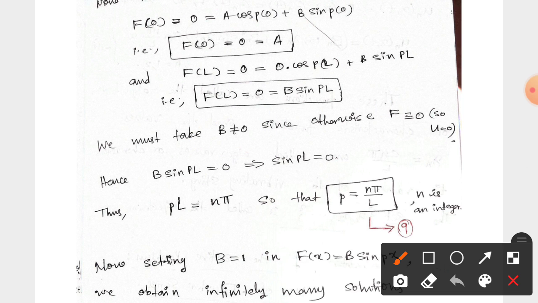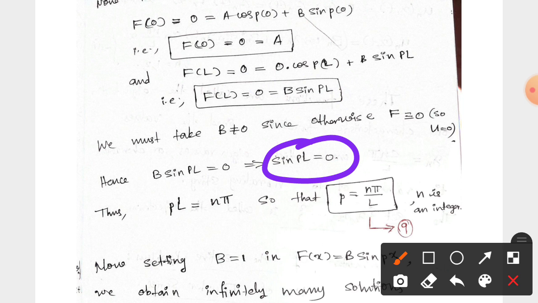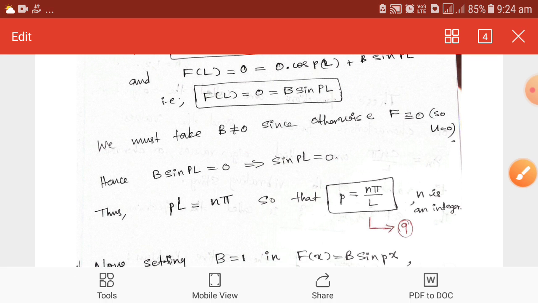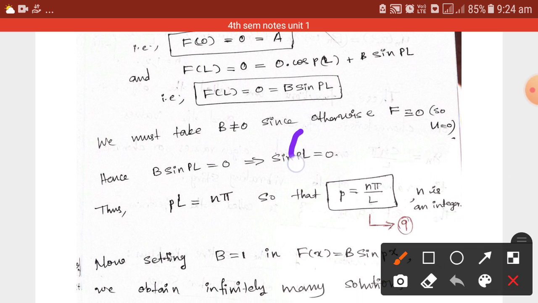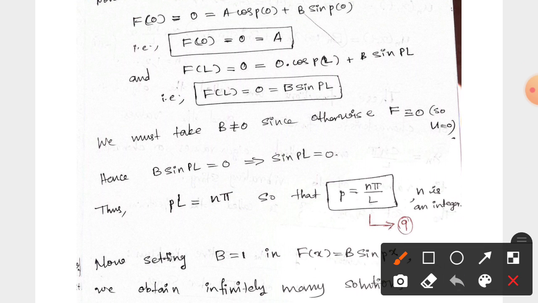So now here the product of two terms is 0, and B is not equal to 0, so sin PL should be equal to 0. But for which angle is sin of the angle 0? For n pi's, isn't it? 0, pi, 2 pi, 3 pi, etc. For these angles, the sin values are 0.